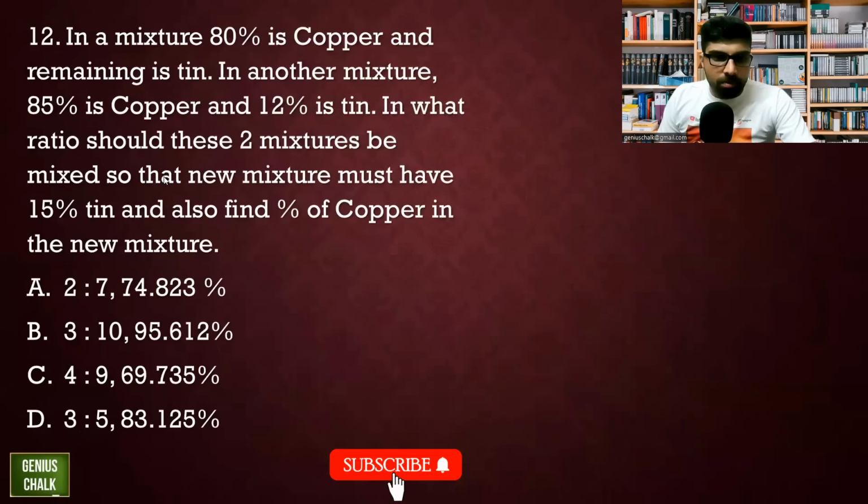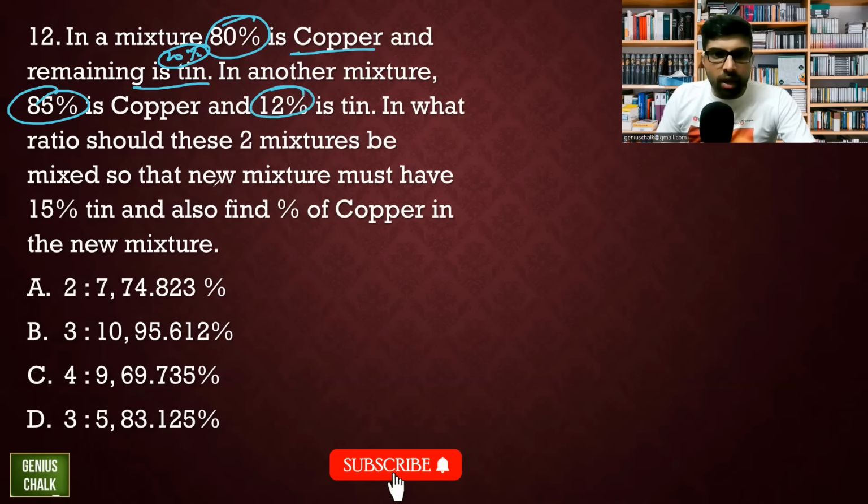Next type, the same. In a mixture, 80% is copper and the remaining is tin. Fine, 80% is copper, remaining is tin. That means tin is 20%. In another mixture, 85% is copper, 12% is tin. Fine. In what ratio should these two mixtures be mixed so that the new mixture must have 15% tin? Fine. So let's find the ratio first.